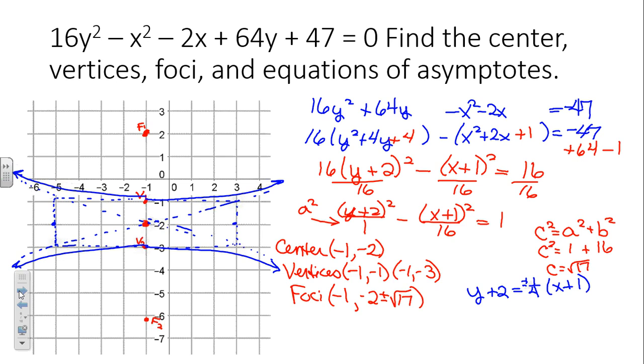And you can leave it like that as far as I'm concerned, or you can do it as the book suggests, which is y equals -2 plus or minus 1/4 times the quantity x plus 1. But I don't mind it being in point slope form. All right. Questions on this one? Next example.